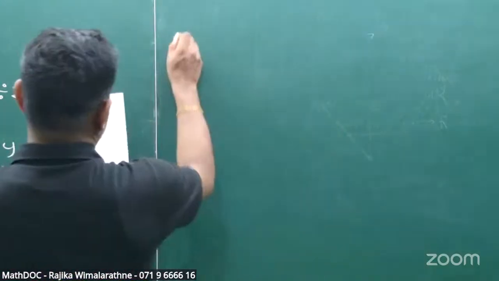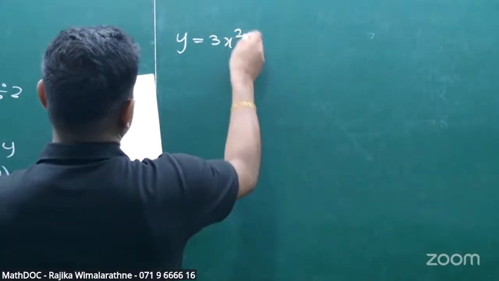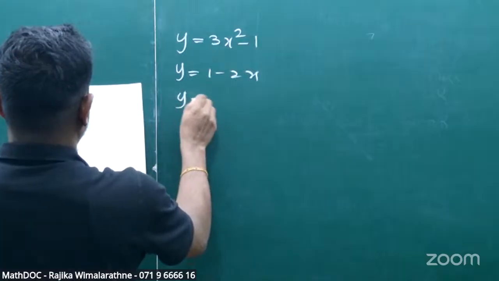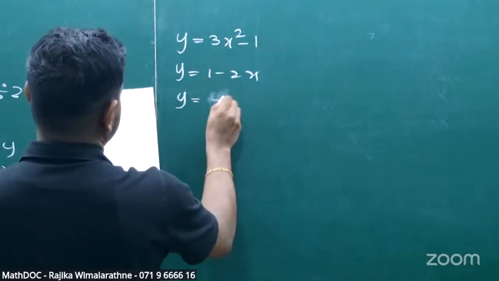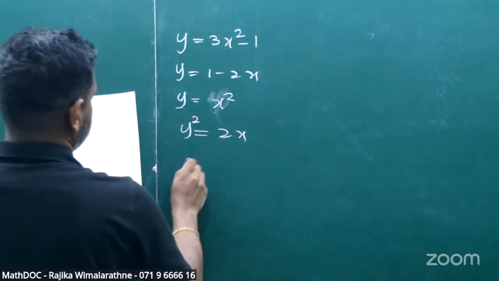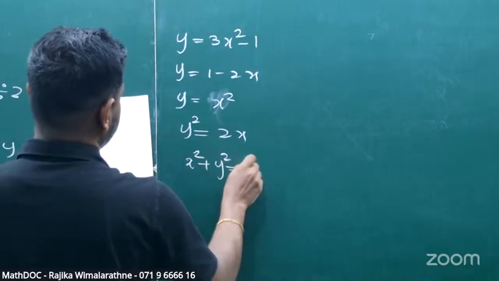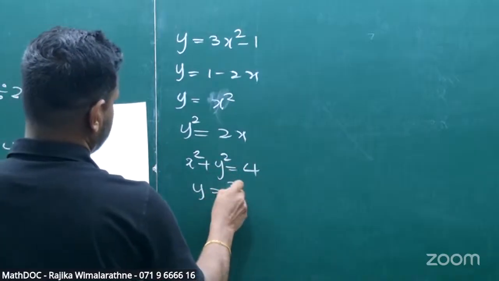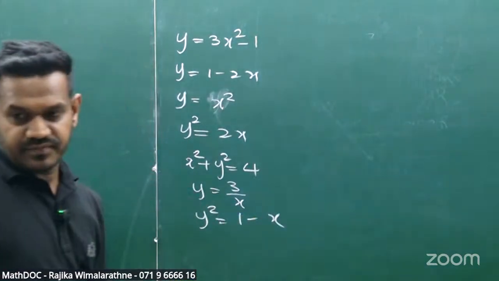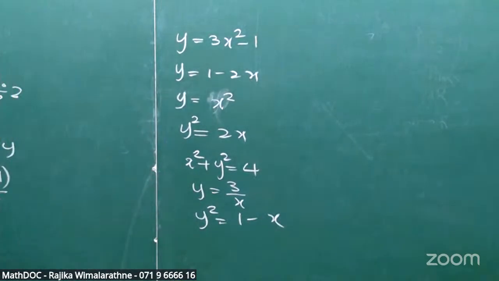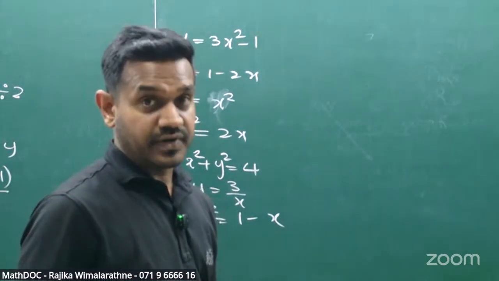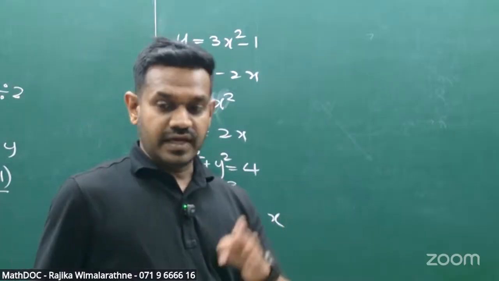Then y equals 3x squared minus 1, y equals 1 minus 2x, y equals x squared, y equals 2x, y squared equals 2x, then x squared plus y squared equals 4, y equals 3 of x, y squared equals 1 minus x. Let's check them. If we have y squared relations, you don't say that is a function. Usually we can say y is a function of x.